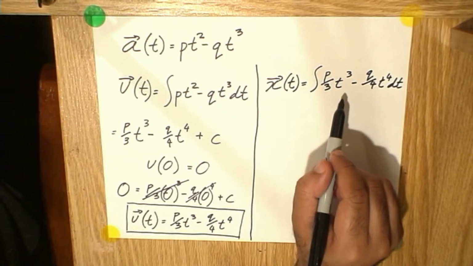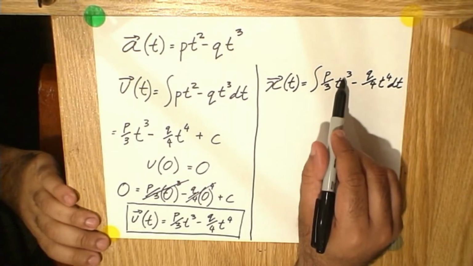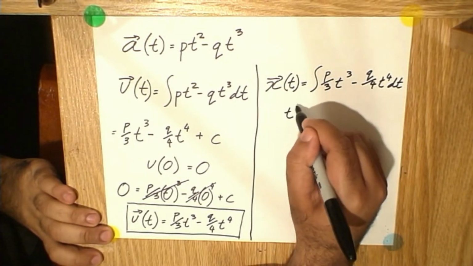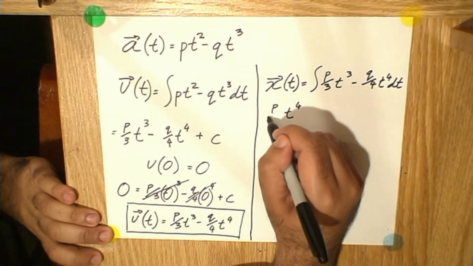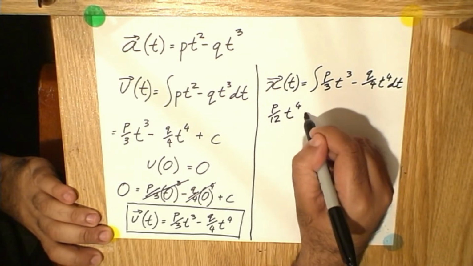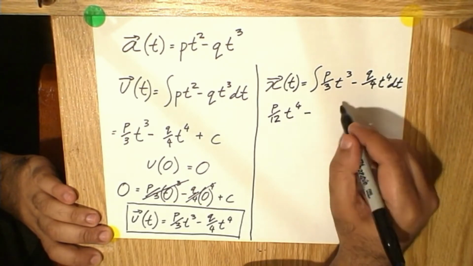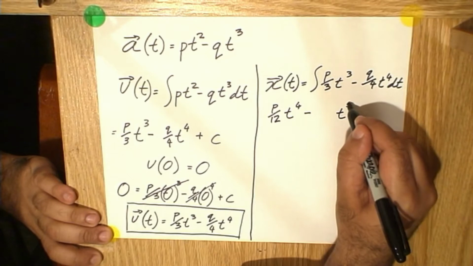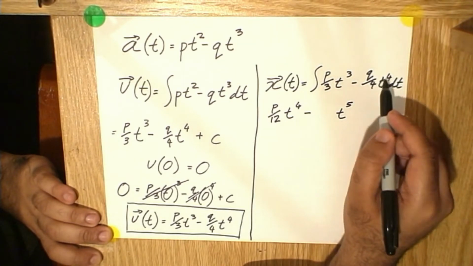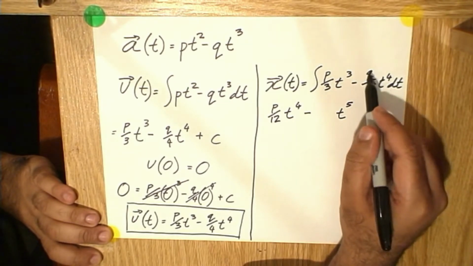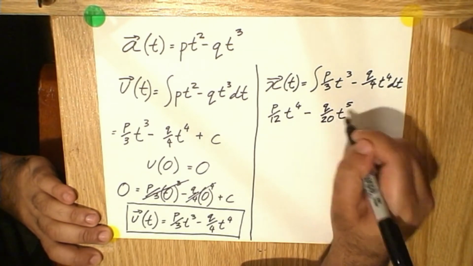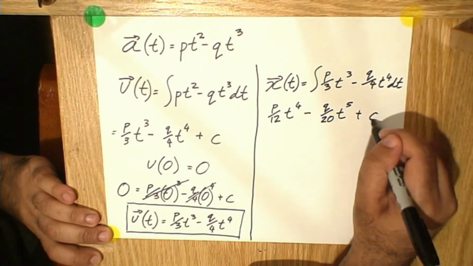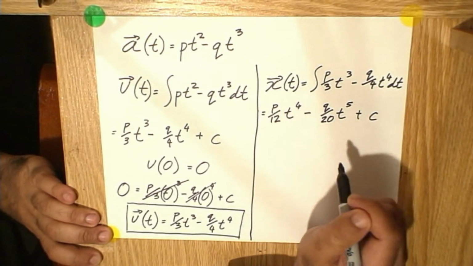Now, the antiderivative of t cubed is going to give us t to the 4th, and since we have to divide this coefficient by 4, this now becomes p over 12, minus the antiderivative of t to the 4th is t to the 5th, and if we have to divide this coefficient by 5, that's going to give us q over 20. And then we have the eternal plus c.